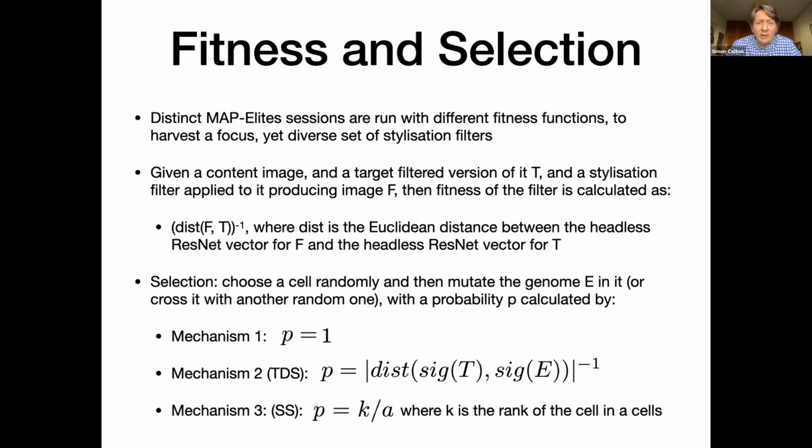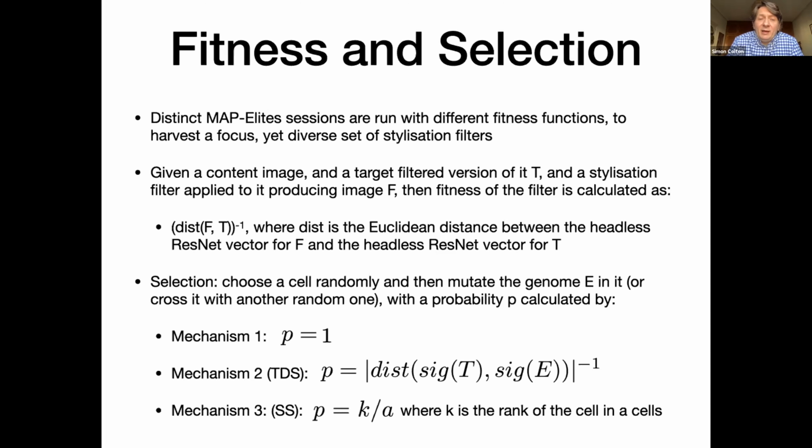So with MAP-Elites, you don't have to have a selection mechanism. You can basically randomly choose a cell, mutate it, and then find the cell that the mutated version should belong to, and place it in that cell if it's higher fitness than the current occupant. But I did play around with 3 different mechanisms.